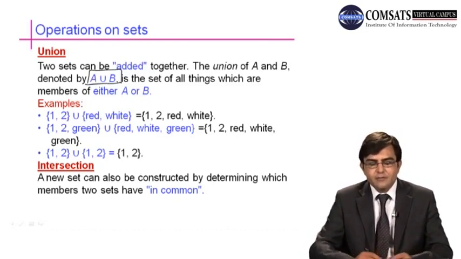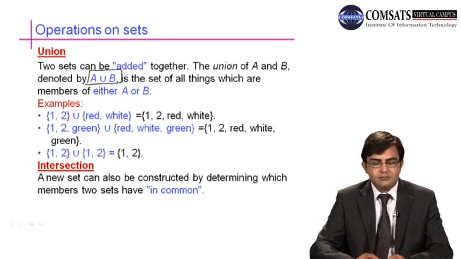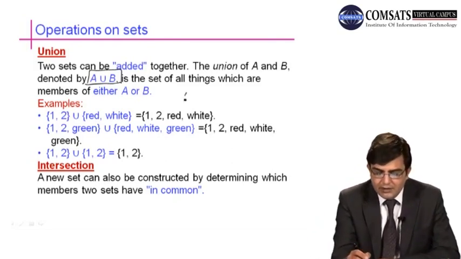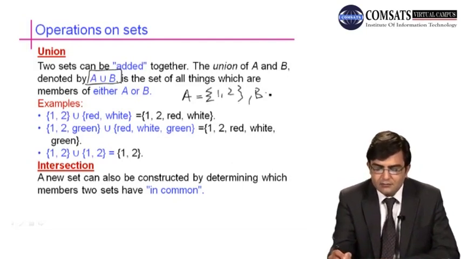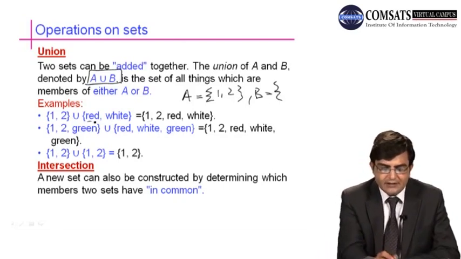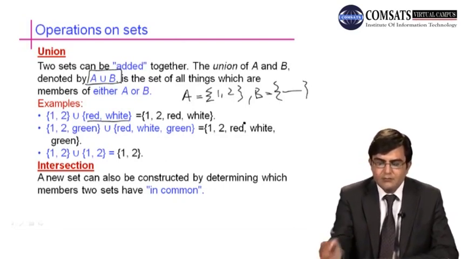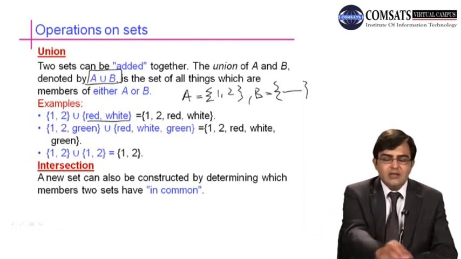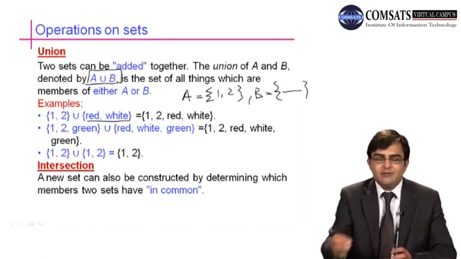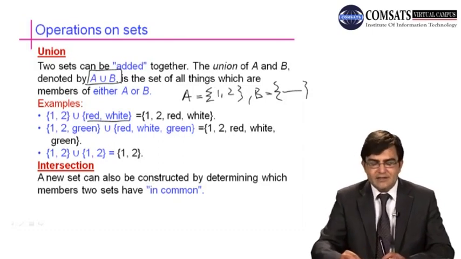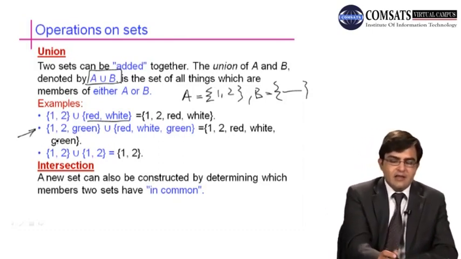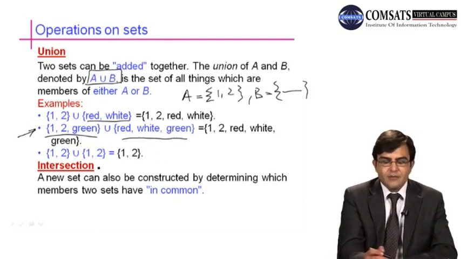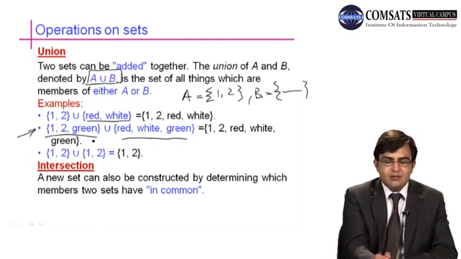For example, if A is the set 1, 2, and B is the set red, green, and we take the union of these two sets, then in the union we write all the elements of A and all the elements of B, but we avoid the repetitions. For example, in a second example, in set A we have 1, 2, green.